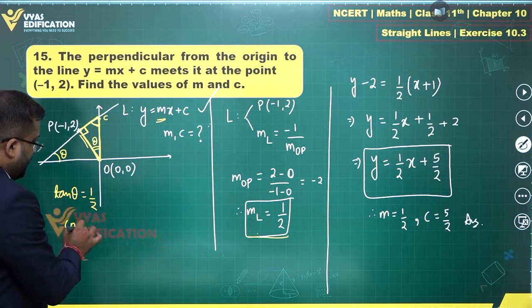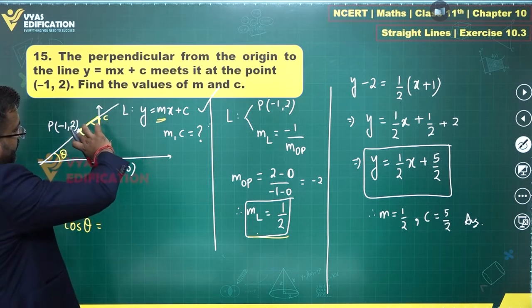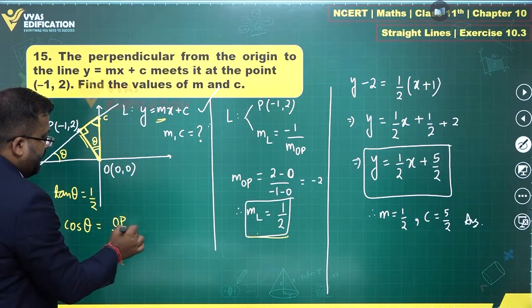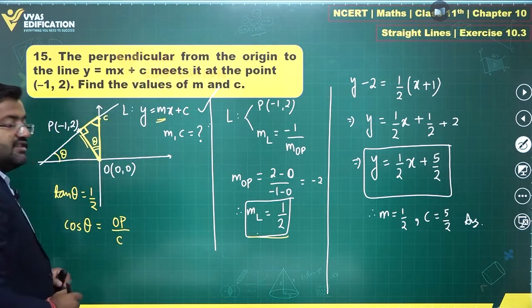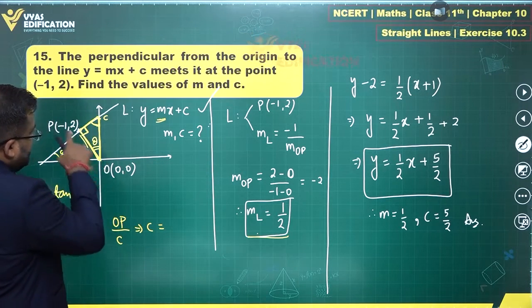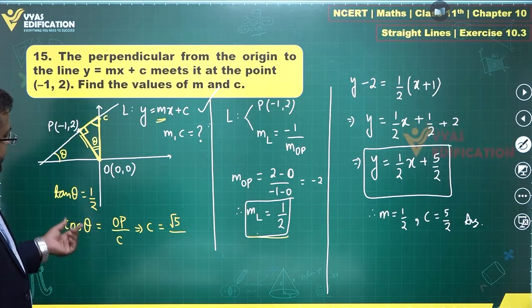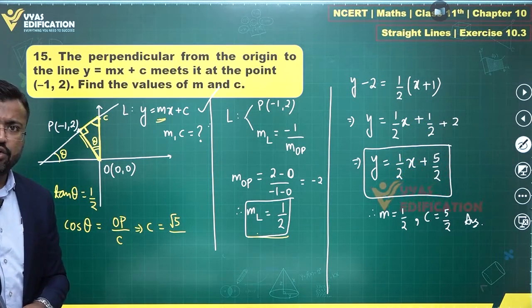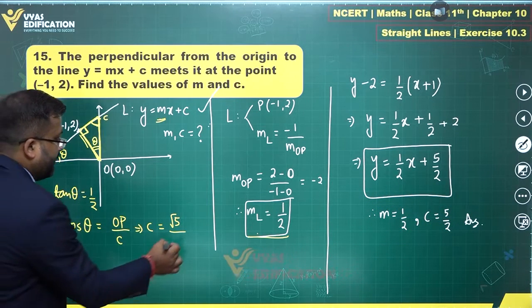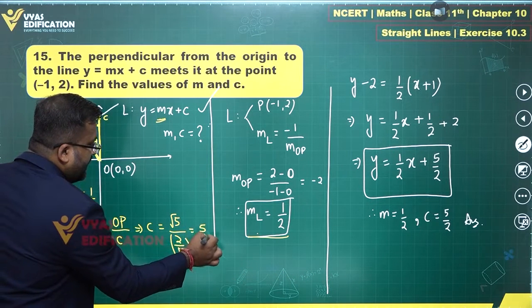So you need cos theta is equal to base upon hypotenuse, which is OP upon this C distance, right. So C will be equal to OP, which is this distance, which is root 5 upon cos theta. Now what is cos theta? If tan theta is equal to 1 by 2, cos theta will be equal to, can you find that? Yes, 2 by root 5. So this will be 2 by root 5 and this further becomes 5 by 2.